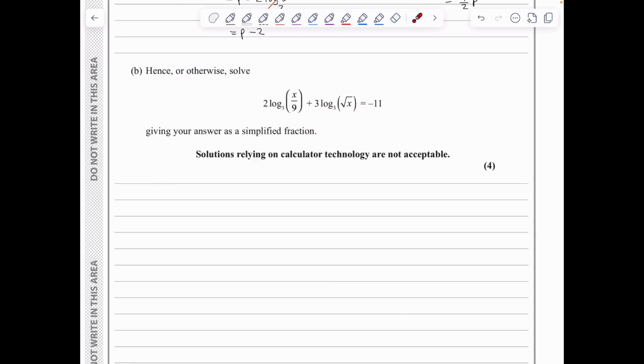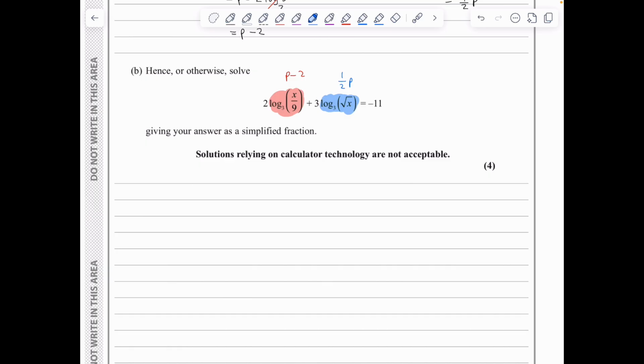In part B, we are asked to hence or otherwise solve this logarithmic equation, and we need to give our answer as a simplified fraction. Now, solutions relying on calculator technology are not acceptable, so we need to show all the working clearly. Now, we have already established that log of x over 9 base 3 is p minus 2, and log of root x base 3 is a half p. So I'm going to use this to express the logarithmic equation in terms of x as an equation in terms of p.